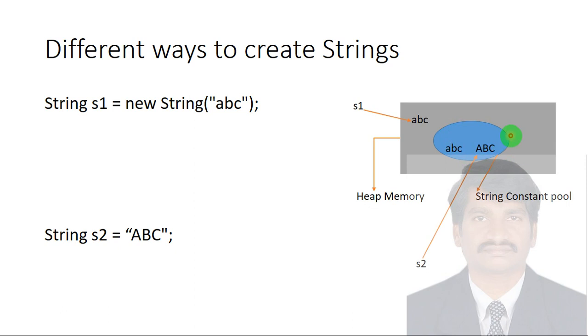Guys, let me repeat once again. There are two ways to create the string, one using new keyword, another one using literals. So whenever you are creating the string object using new keyword, two objects will be created. One is in heap memory, another one is in string constant pool, and the reference will point to the object which is present in heap memory. And whenever you are trying to create the object using literals, it will check whether the object is present with this content. If not present, it will create a new object. If it is present, then it will point to the same object.